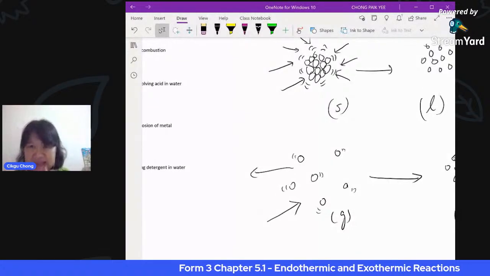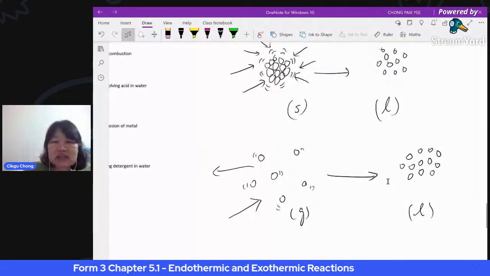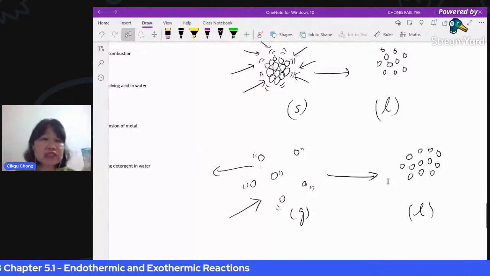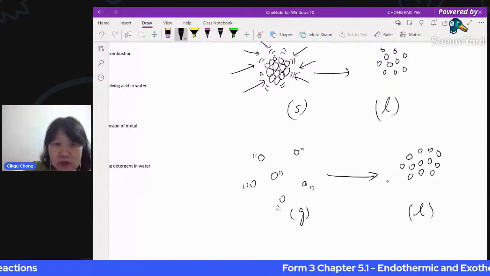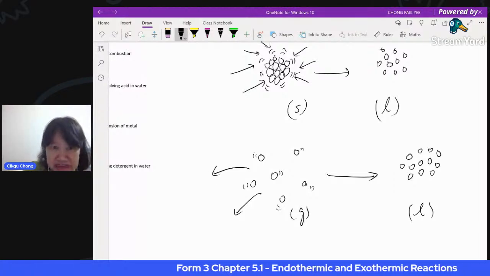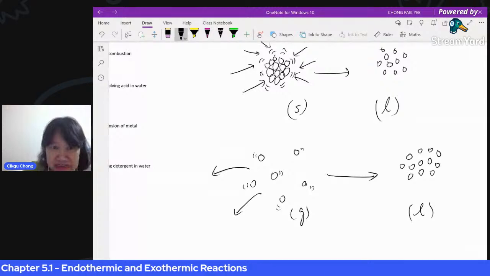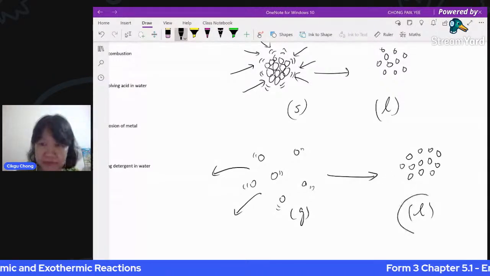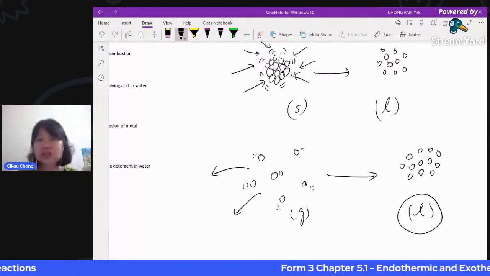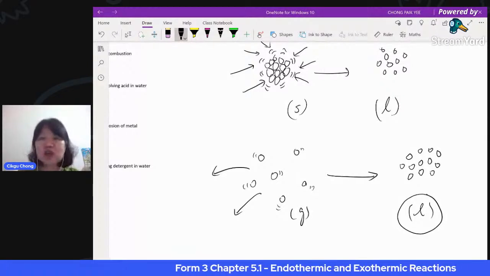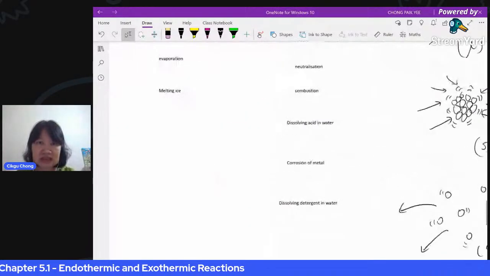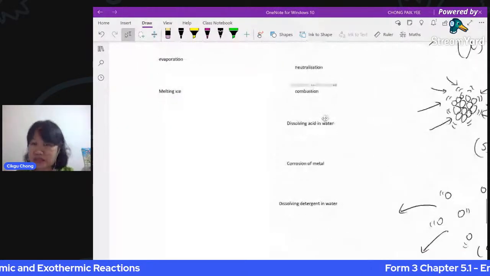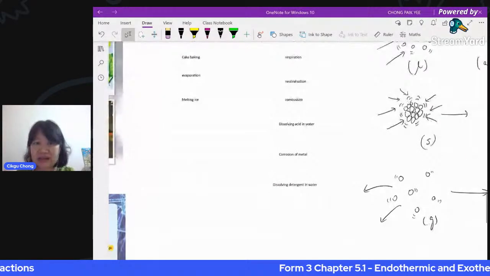Yes, release heat. Good, correct. Because if you absorb more heat, they will go even faster, and they cannot come back together. You have to release heat. When it releases heat, the molecules move slower and slower until they come nearer and form liquid. So this is condensation. Condensation is releasing heat, so it comes under exothermic. Understand? All right, so I'm giving you examples.